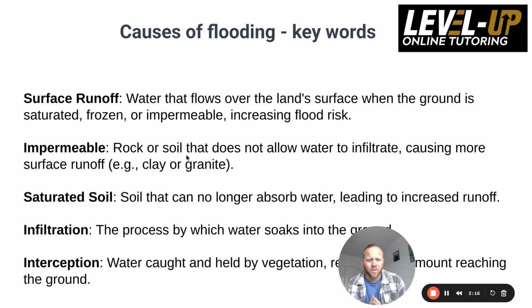Saturated soil kind of speaks for itself. It's literally where the ground is saturated, and like we said earlier, that can lead to increased surface runoff. Infiltration is just a posh word for soaking up, or water being absorbed into the ground. And interception, think of it as if you were intercepting a pass in netball or football. It's where the water gets blocked by vegetation like plants and trees, and that can have an impact on reducing flood risk. So let's get into each one of these in a bit more detail.